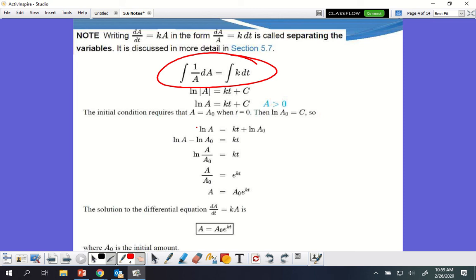Does that make sense or no? Yes? Maybe? Missy, you good? Okay, good. All right, so right here, A has got to be greater than 0.